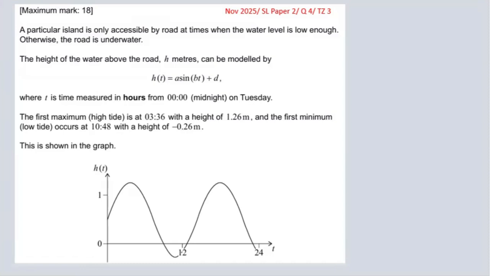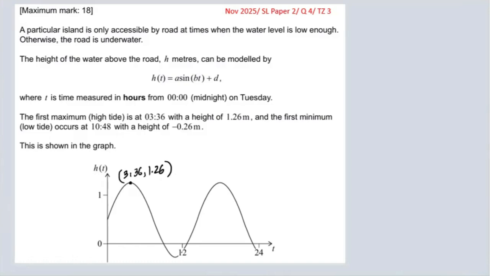The height of the water above the road, h meters, can be modeled by this function. You can see it's a sinusoidal function with time measured in hours from 12 midnight on Tuesday. The first maximum high tide is at 3:36 with a height of 1.26 meters. So this means that I've got a coordinate: 3 hours 36 minutes, and the max height is 1.26.